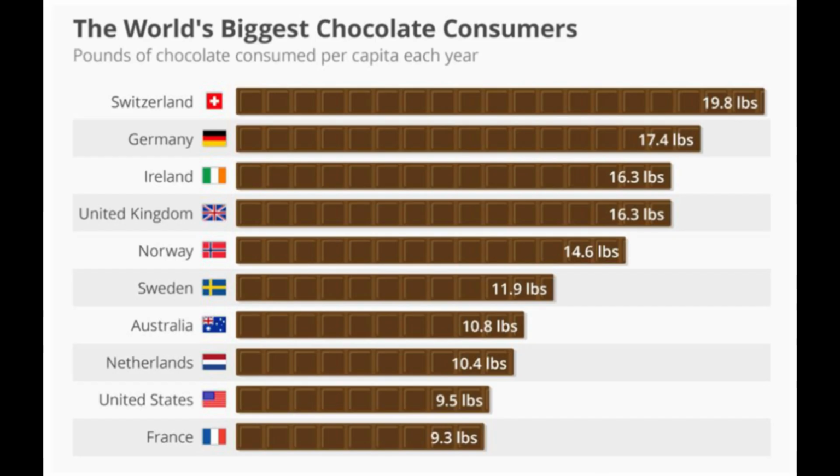The following graph gives information about pounds of chocolate consumed per capita in countries each year. The items include Switzerland, Germany, Ireland, Norway, etc. According to this graph, in Sweden, the value is 11.9, and that of Australia is lower, which is around 10.8.